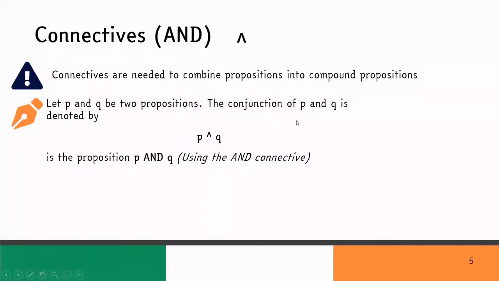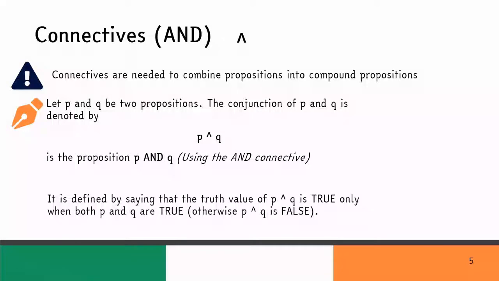Let P and Q be two propositions. The conjunction of P and Q is denoted by P caret symbol Q, which is read P and Q. The value of the conjunction would be true if both the propositions are true. That means the truth value of P and Q is true only when both P and Q are true. Otherwise, P and Q is false.